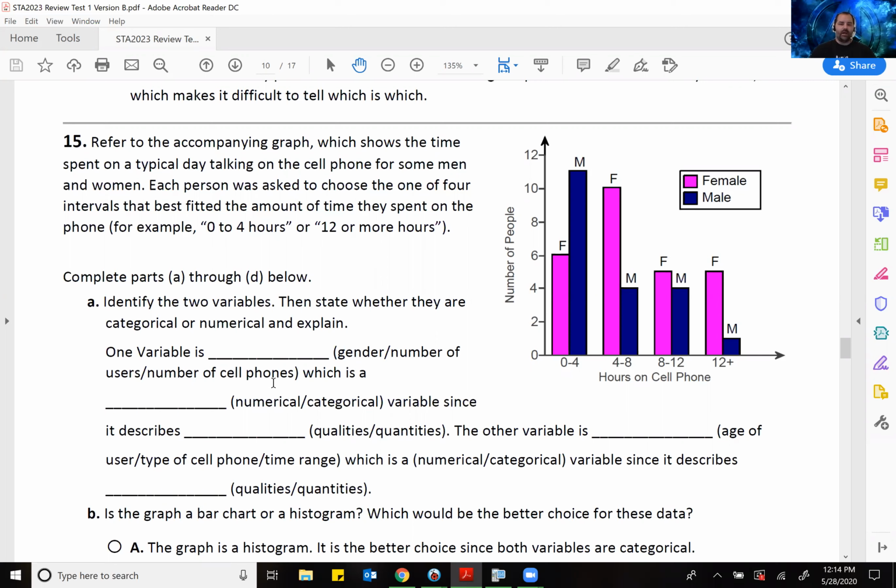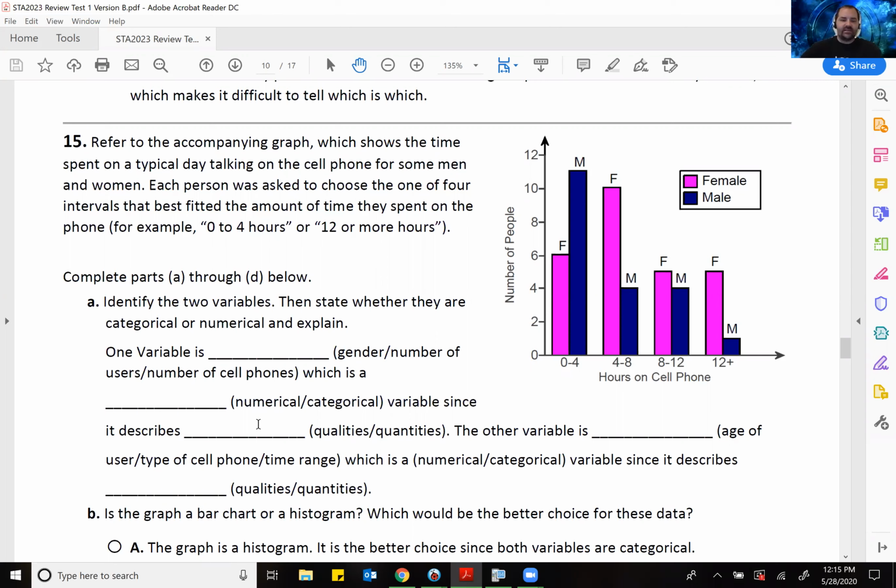So variable 1, it's either gender or a number of cell phones. Which one is it? Gender. It is gender, because the other variable is hours on cell phone, not the number of cell phones. Does that make sense? So make sure that you read some of these carefully because they're going to try and throw some other things at you. So this is definitely gender for the first blank.